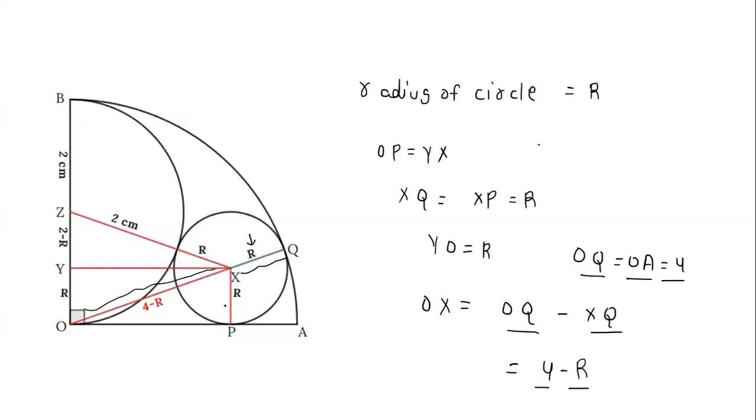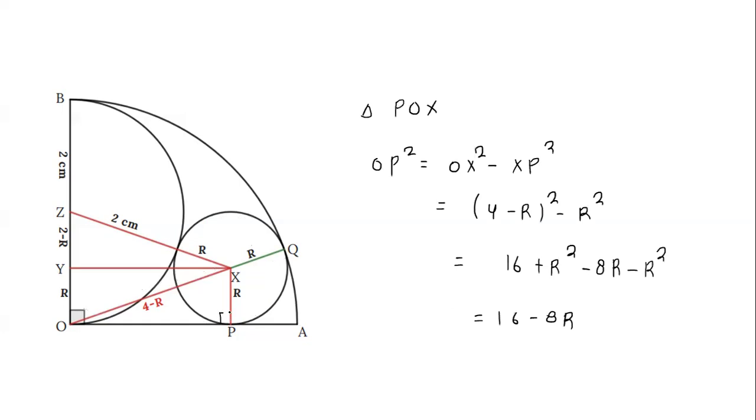So now we know the OX distance and this XP distance also. And we know this is a right angle triangle. From the center to the tangent, this is perpendicular, we know, so it is a 90-degree angle. So what we can do, we can apply the Pythagorean theorem in the triangle POX. This is P, this is O, this is X. So we can write OP square is equal to OX square minus XP square.